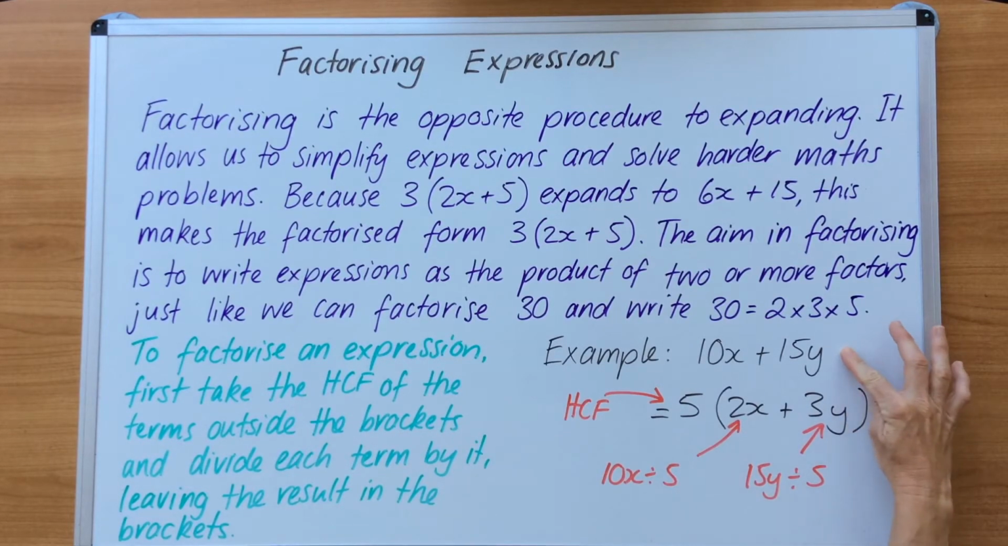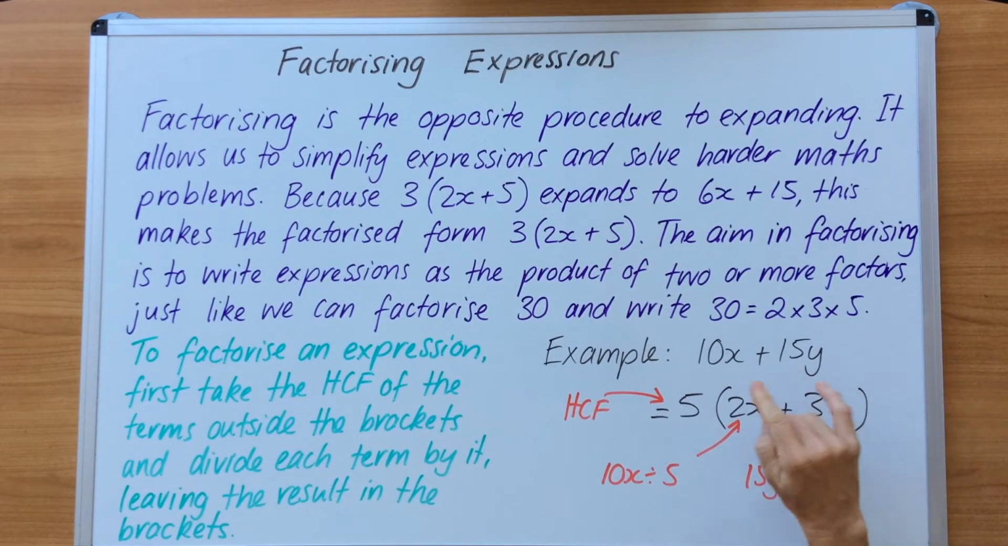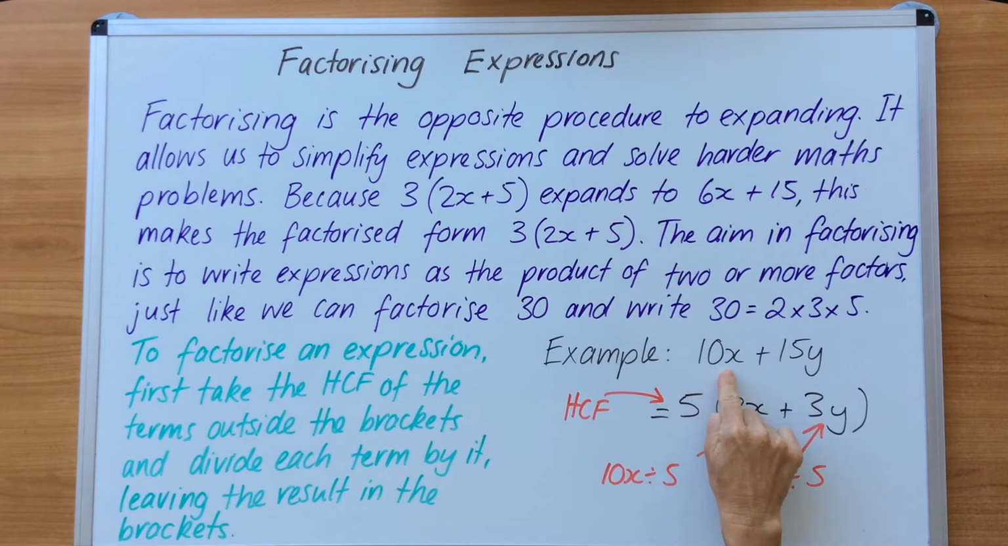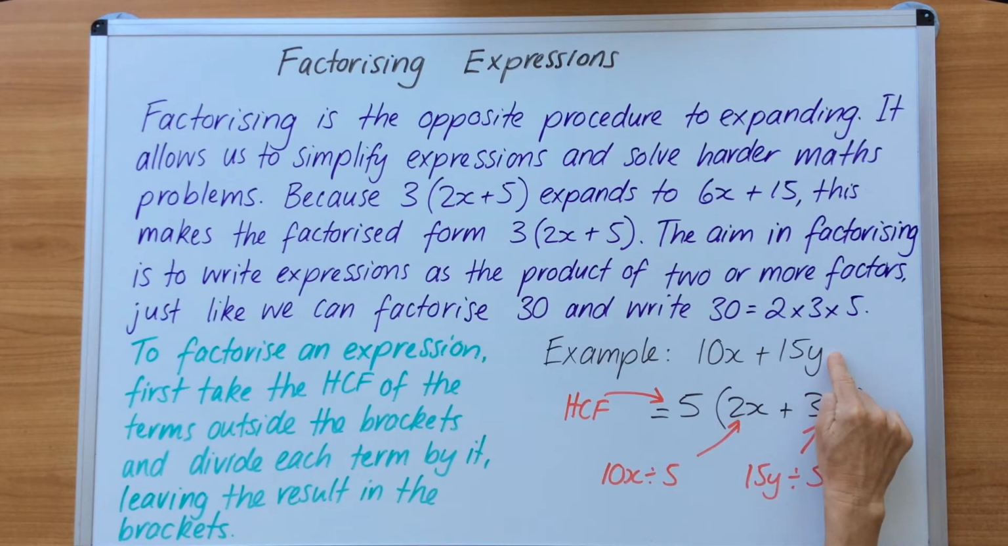So for this one here, we have 10x plus 15y. What we need to do is find the highest common factor for 10 and 15, and we've discovered it's 5. So we do 5 bracket, bracket, and leave a gap in the middle. And now what we have to do is think, okay, what do I have to do to 5 to get 10x? 5 times 2x equals 10x. What do I have to do to 5 to get to 15y? I have to go 5 times 3y equals 15y.